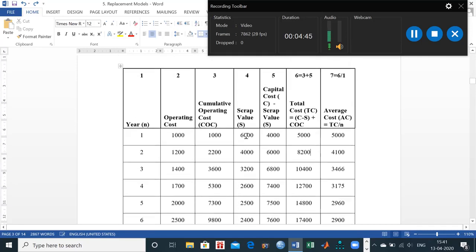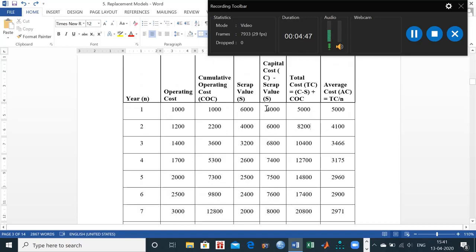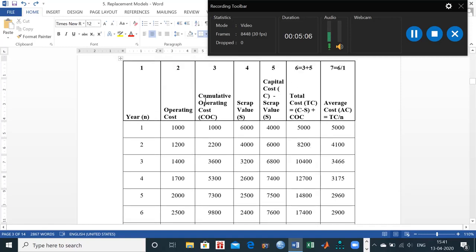Scrap values again from our data. Capital cost was 10,000 rupees minus the scrap value, and so on. Now because the scrap value is coming down, obviously the capital cost minus scrap value would go up. And then the total cost, column 6, is column 5 plus column 3. And you have the values here: 4,000 plus 1,000, 6,000 plus 2,200, 6,800 plus 3,600, and so on.